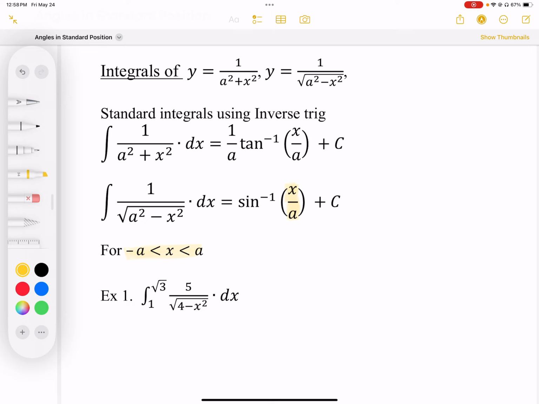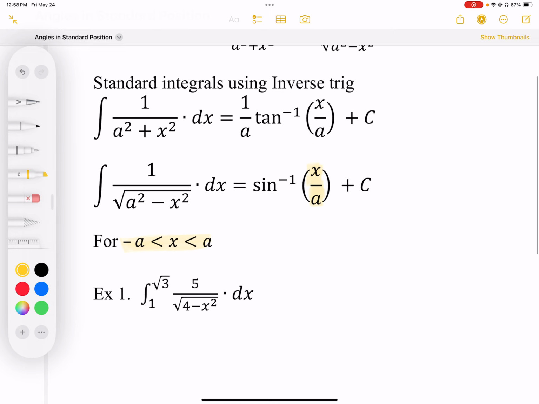So this general form here has an extra a in it, so we can accommodate factors other than just 1. For the arcsine form, just be careful, because x over a has to be between negative 1 and 1, okay, because that is our ratio in the triangle. We have to make sure that x is bigger than negative a and less than positive a to keep that in the correct domain.